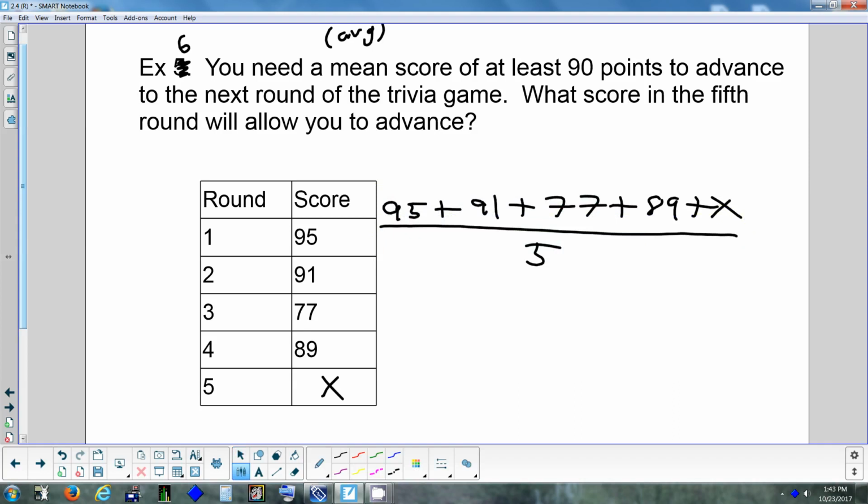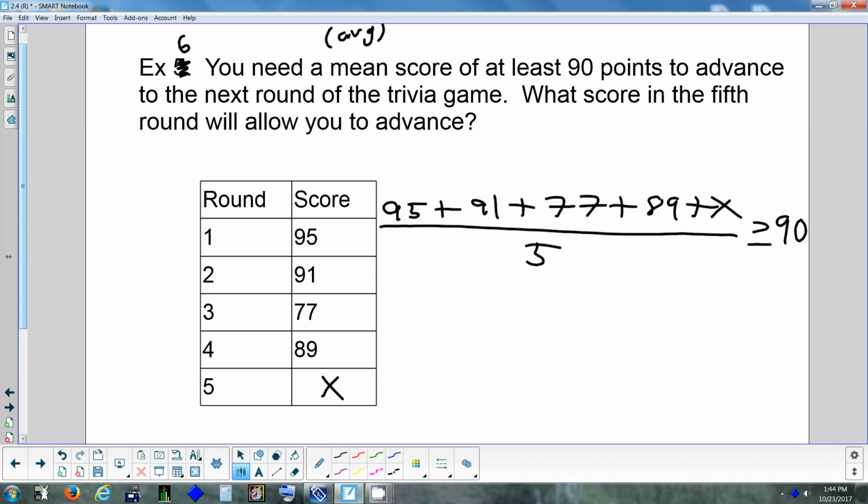Now, what is this going to give me? This is the mean, right? It's the average. What do they tell me they want that average to be? What's the condition? Not 90, at least 90. What does at least mean? 90 or above. Greater than or equal to 90.